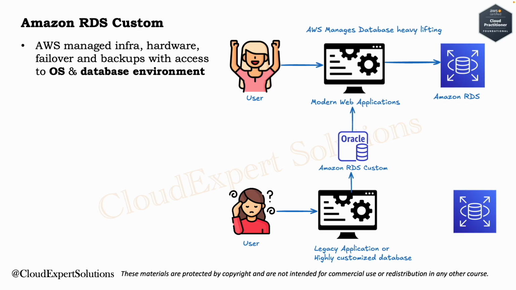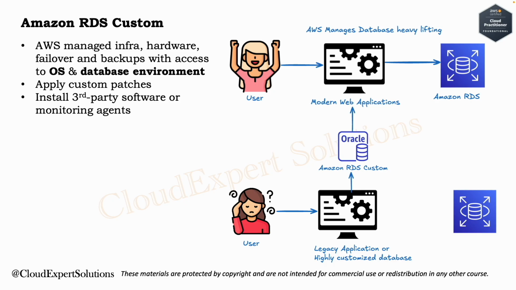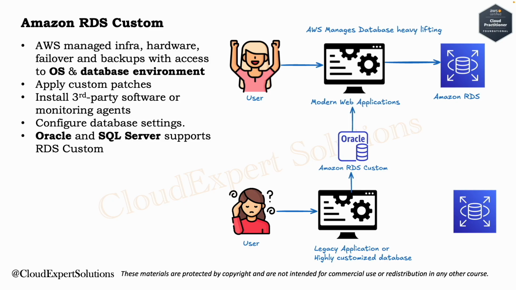With RDS Custom, you get the benefit of AWS managing infrastructure, hardware, failover and backup. But unlike standard RDS, you also get access to the operating system and database environment. That means you can apply custom patches, install third-party software or monitoring agents, or configure database settings that normally are not available with RDS. Currently, RDS Custom supports only Oracle and SQL Server engines because these are the two databases that often have specialized requirements in enterprise environments.